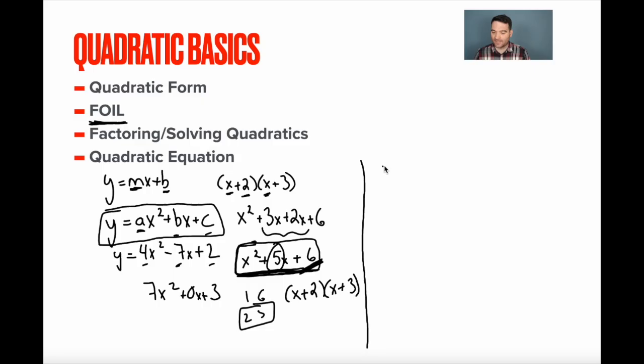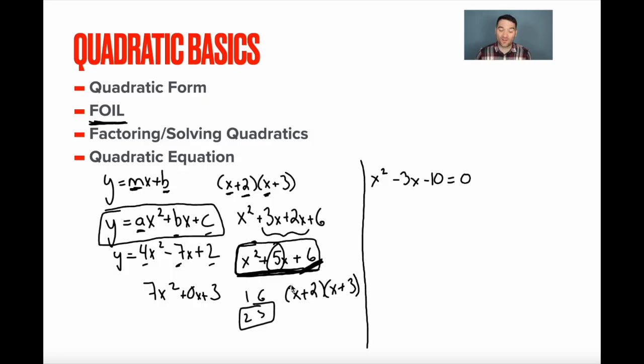Let's use a different expression this time. Let's say that we have x squared minus 3x minus 10 equals 0. So this is now an equation. Everyone follow this? This is now an equation because it's set equal to something. And what I'm looking to do here is solve this equation. Find the value or values of x that make this equation true.